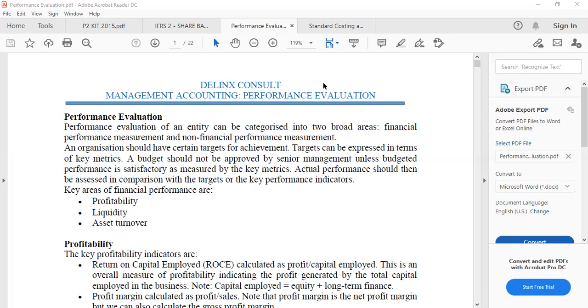If you come to liquidity, we are looking at whether the entity has enough cash to settle its liabilities or short-term obligations as they fall due. So we use the current ratio and also the acid test or quick ratio. Then we look at asset turnover: is the entity using its assets efficiently? We can also use efficiency ratios like trade receivable collection period, trade payables payment period and inventory turnover period. We can also use any other ratios; the question can give you other ratios.